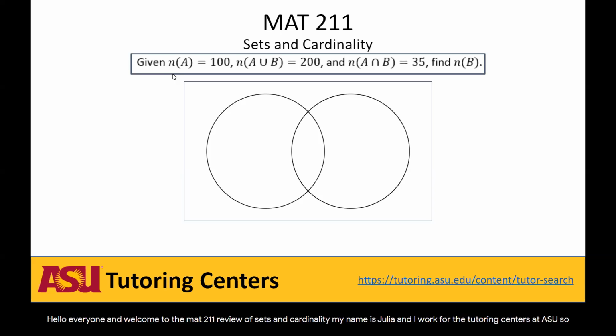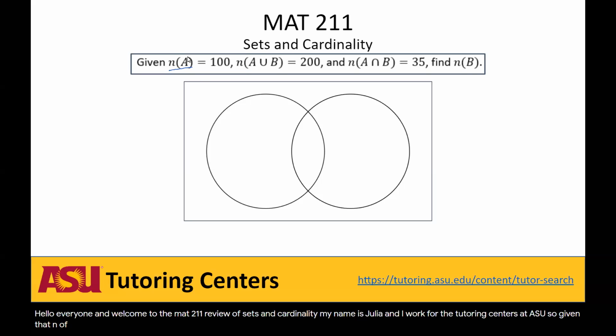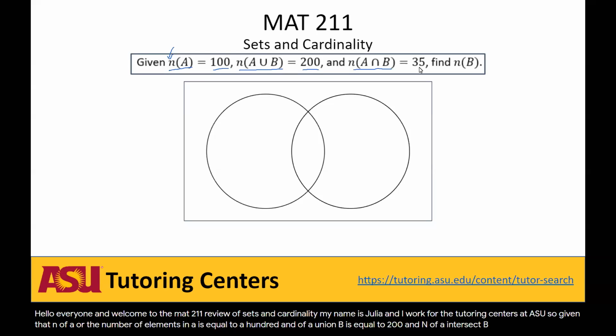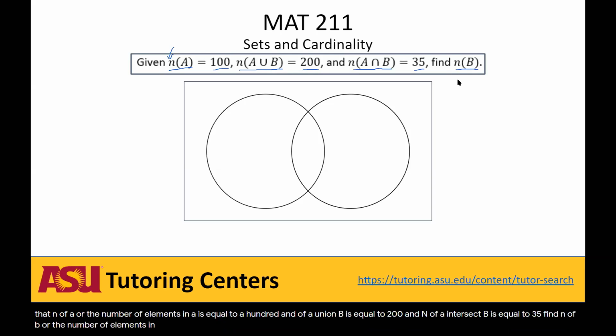So, given that n of A, or the number of elements in A, is equal to 100, n of A union B is equal to 200, and n of A intersect B is equal to 35, find n of B, or the number of elements in B. That's what this little function here is trying to say.